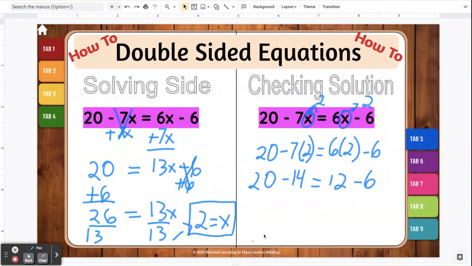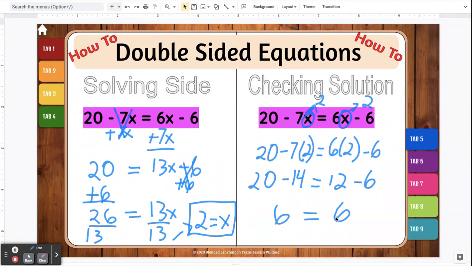All right, so now our goal is to see if we get the same value for both of these expressions, which means our equation is indeed balanced. And if it's balanced, that means that we correctly solved for x. Let's see what happens, guys. Okay, so 20 minus 14 is 6, and 12 minus 6 is 6.